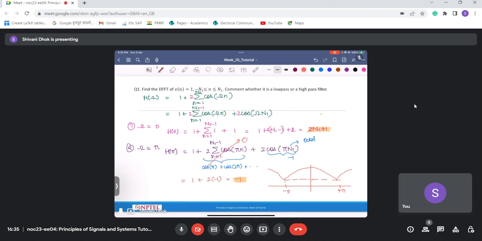Madam, so the final answer is what? Is it low pass or? It is not ideal low pass. It is trying to suppress your higher frequencies and enhancing your lower frequencies. It is behaving like a low pass filter. It's not an ideal low pass filter.